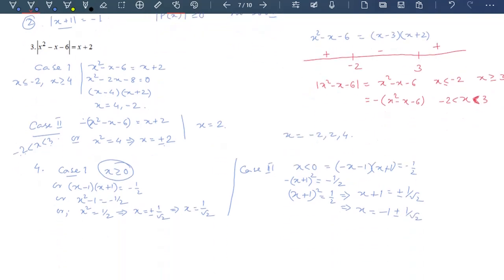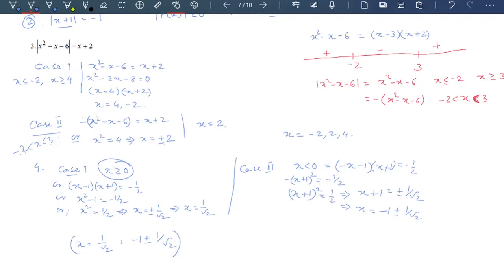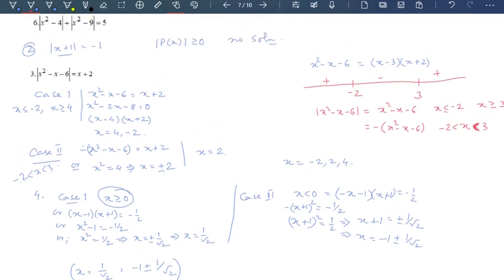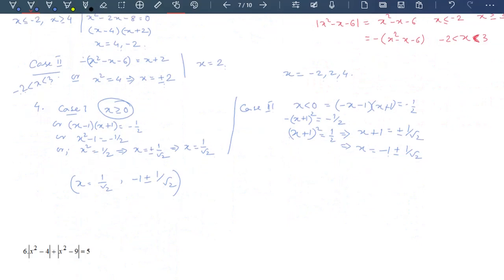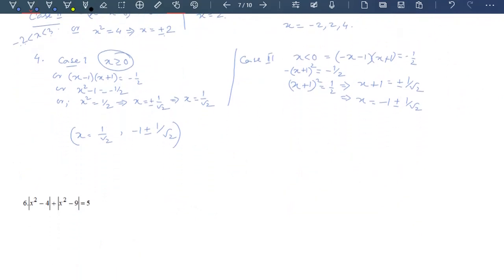The complete solution, x is equal to 1 by root 2, and minus 1 plus minus 1 by root 2. This is the set of complete solution. Okay. Now question number 6. This is the question number 6.